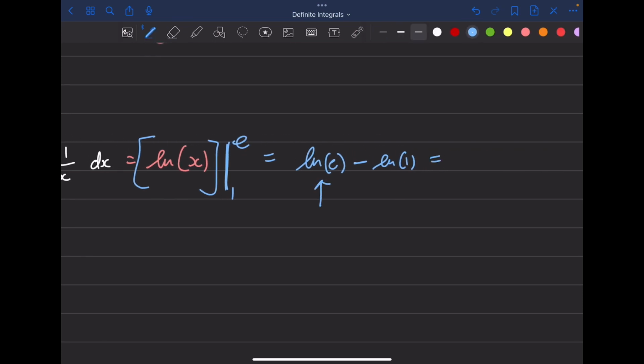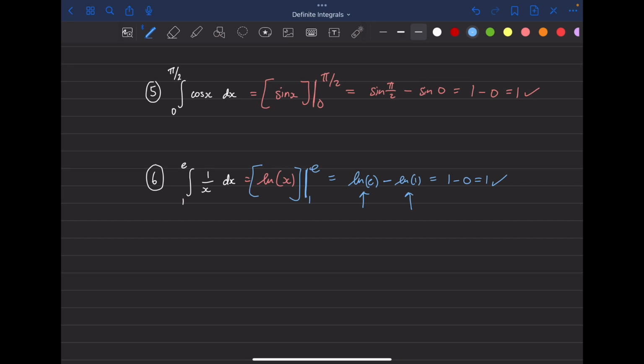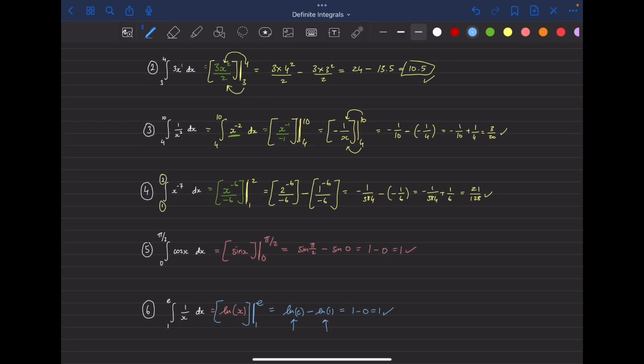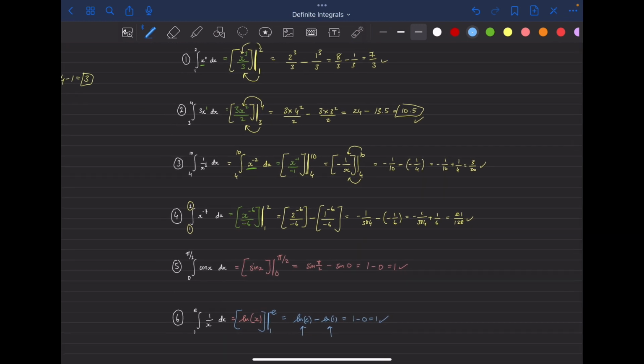Ln of e, you can put this in a calculator, or you could already know it. This is equal to 1. Ln of 1 is equal to 0. So minus 0, this is equal to 1. And we are done. So this was pretty simple. Nothing here was very difficult, but it's easy to make mistakes since the questions are a tiny bit confusing and a tiny bit long, in the sense that you have a lot of things to do at the same time.